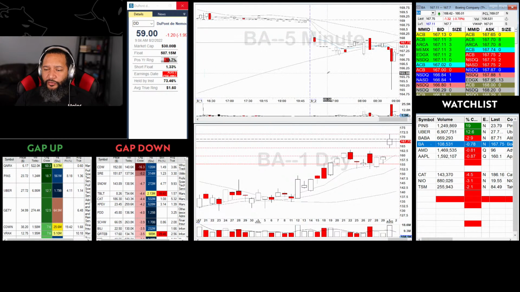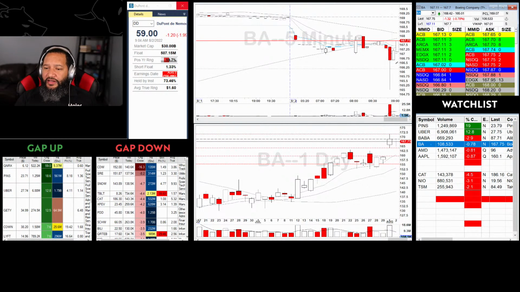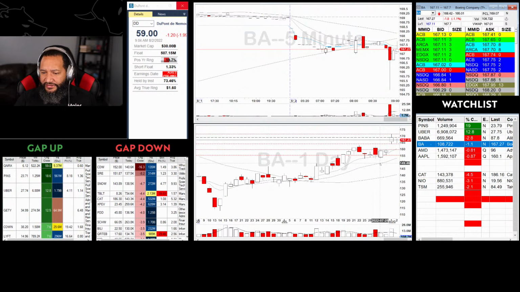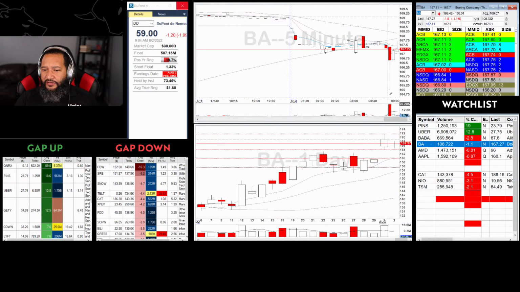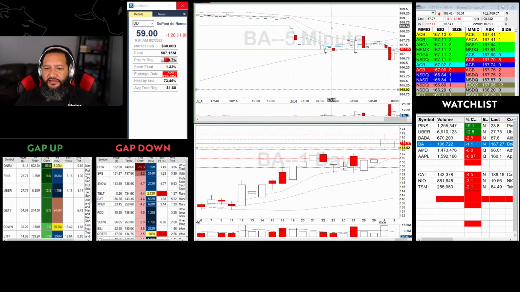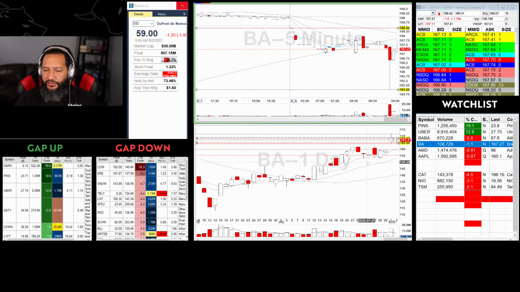Here is BA. Started to move, so we put it on the list. We are getting some action. It needs a little bit more time, so we'll come back to it. As far as levels, we're not going to go crazy with this. Our low of the pre-market is right here at 165.01, and then the high of the pre-market is slightly below the low of the previous day close at 168.42. So I'm just going to put those levels on there.